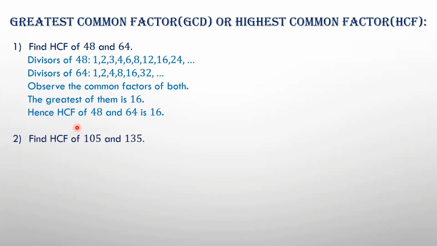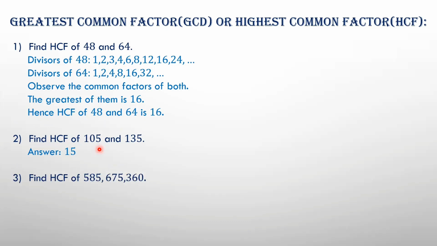Second example, find HCF of 105 and 135. Find divisors of 105 and 135. Then find common factors of both, and then the greatest of them is the HCF. So you can find this answer is 15.